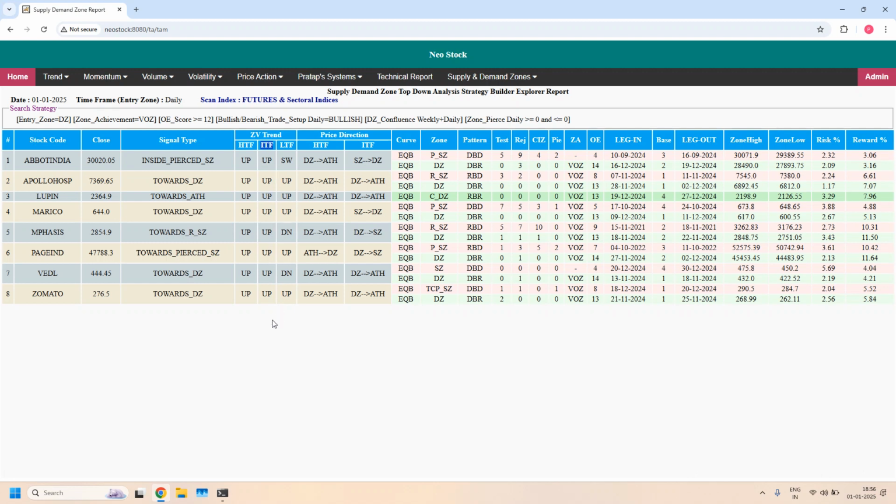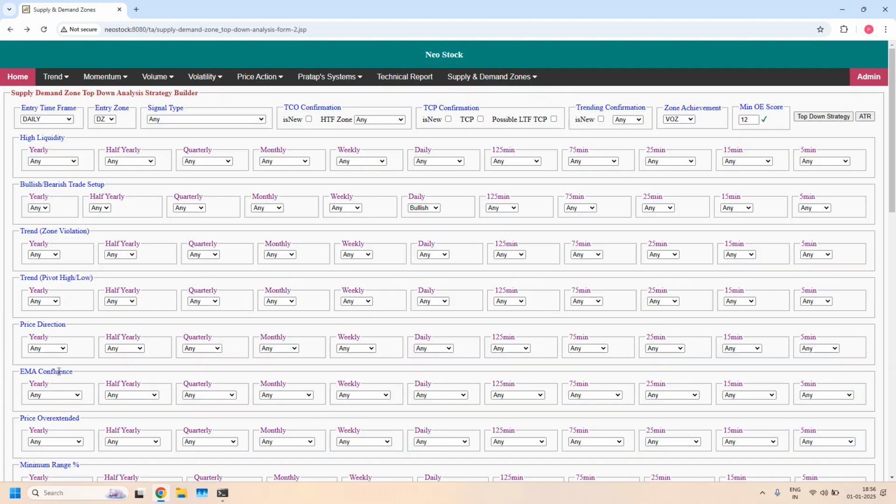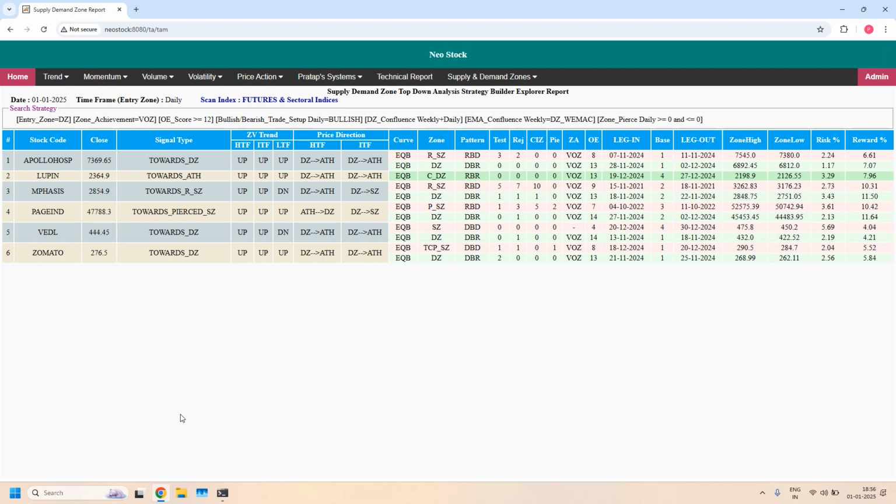Weekly means ITF trend. Because daily is part of the weekly and weekly trend is up, if weekly demand zone is having weekly EMA confluence, those stocks could be even more high probability trade setup supported stocks. Let us verify. Let us filter those stocks. In the EMA confluence weekly time frame, because the daily zone is part of the weekly zone. That's why we are setting the filter weekly demand zone having weekly EMA confluence. With this filter, we got 6 stocks. So these 6 stocks are more high probability trade setup supported stocks based on LTF, ITF confluence and ITF EMA confluence.